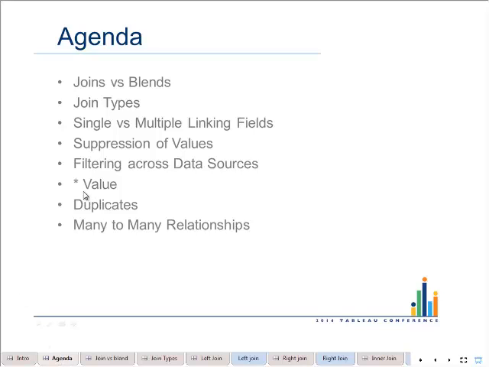Then we'll look at the star value, something that'll show up in dimensions from the secondary data source in certain situations, and we'll look at why that happens. Then how to resolve duplicates that sometimes occur when joining tables. And then finally we'll look at many-to-many relationships and how to filter across data sources with many-to-many relationships.